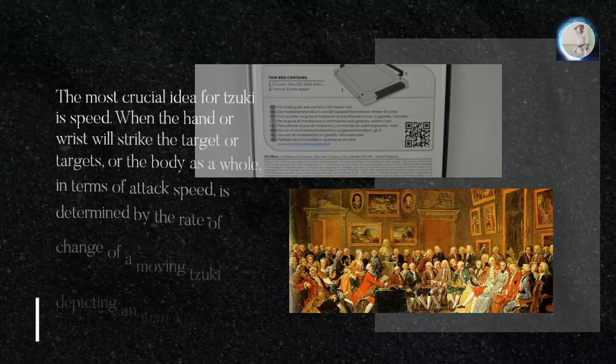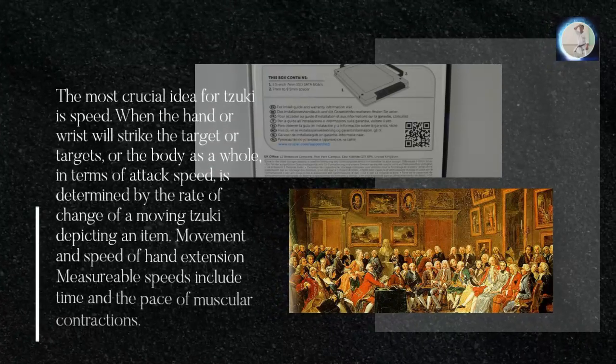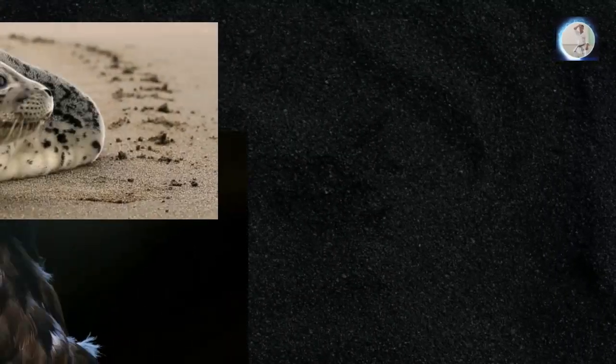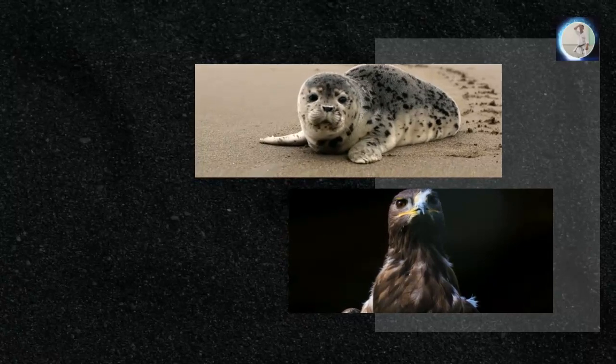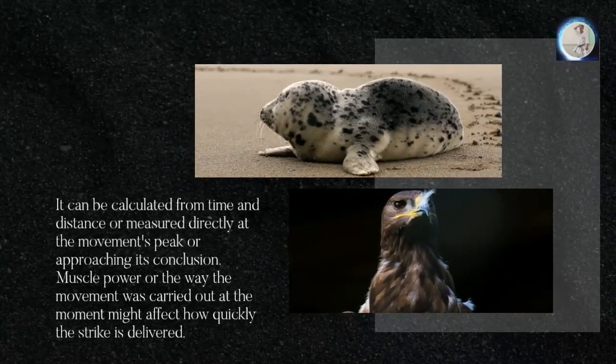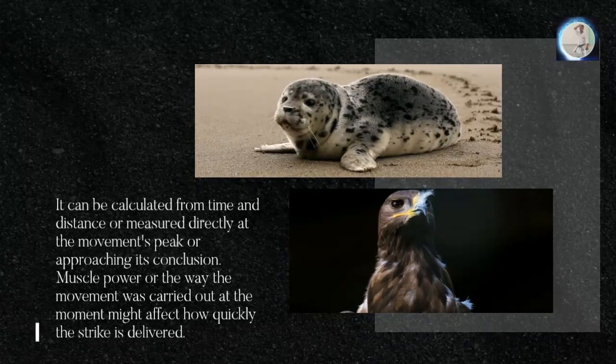When the hand or wrist will strike the target or targets, or the body as a whole, in terms of attack speed, is determined by the rate of change of a moving Tzuki. Movement and speed of hand extension. Measurable speeds include time and the pace of muscular contractions. It can be calculated from time and distance, or measured directly at the movement's peak, or approaching its conclusion.